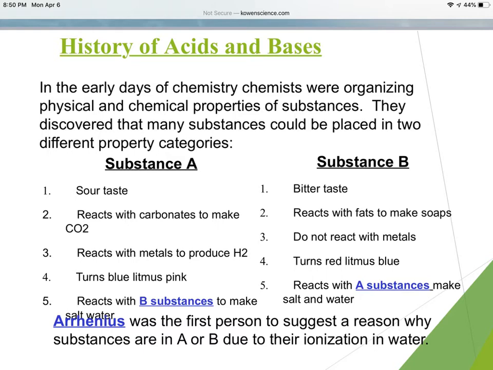Acids turn litmus paper pink. Bases turn litmus paper blue. Acids and bases react together and they always make salt and water. And you're going to hear that one over and over again. Acids and bases mix together to make salt and water.